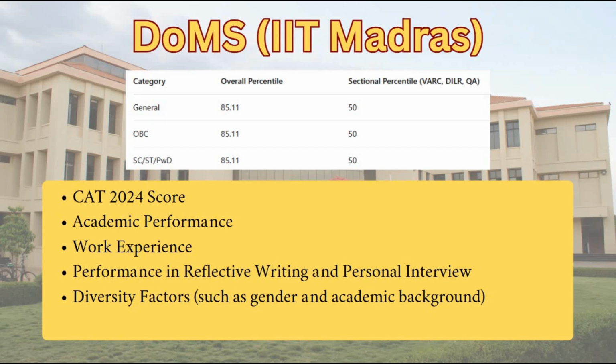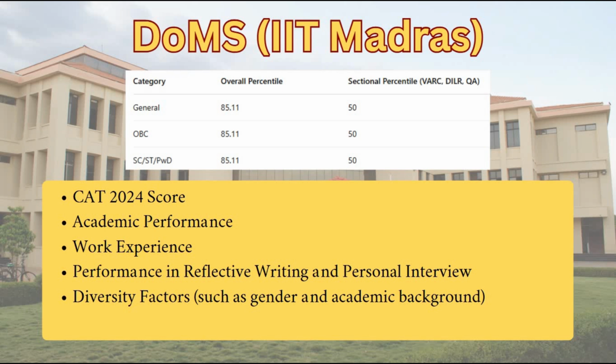Let's go to IIT Madras now. It's one of my favorite colleges, not because of its legacy in the world of engineering, but obviously, as you can see on the screen, it has a fair distribution of overall percentile across categories. If you want to apply to IIT Madras, you need to have a minimum of 85.11 percentile, irrespective of the fact that you are a general candidate or an OBC candidate or an SC/ST or PWD candidate.